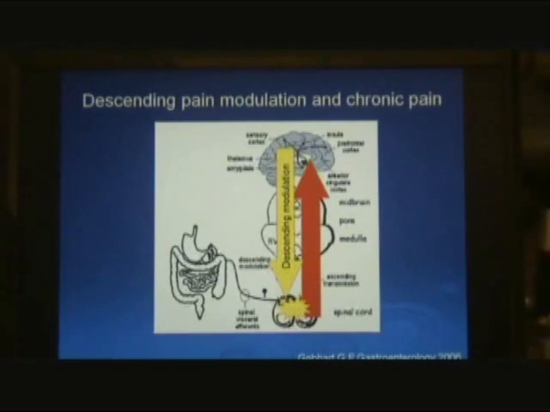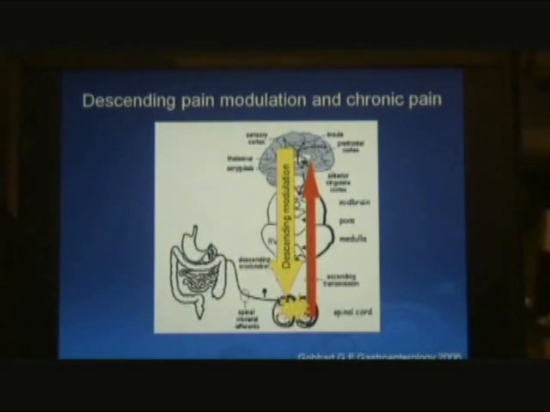Descending pain modulation can either be facilitatory or inhibitory. Under normal circumstances, when the subjects are not suffering from chronic pain, this descending modulation will be inhibitory, thereby dampening the upcoming signal to the brain. This is sort of a negative feedback loop. The pain inhibits pain.